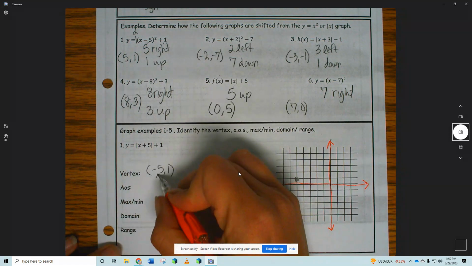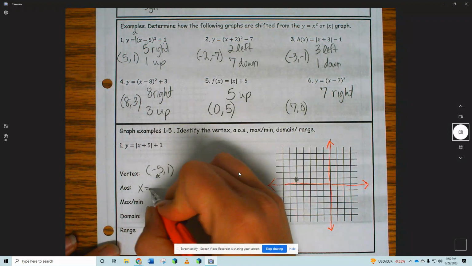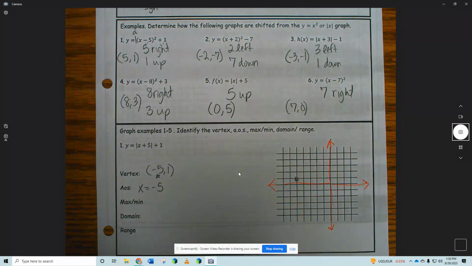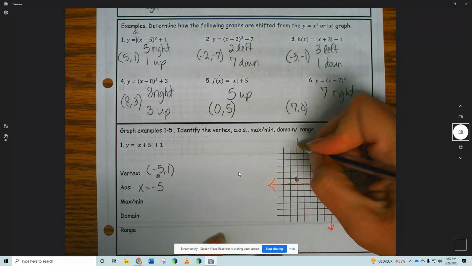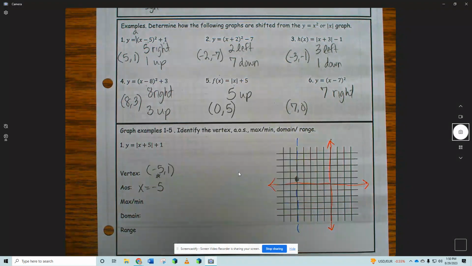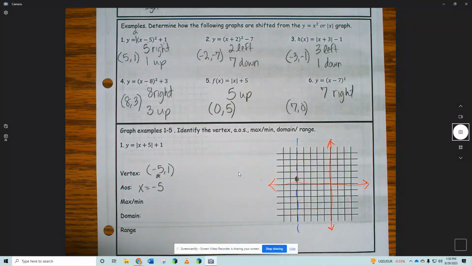My axis of symmetry is the x value of the vertex. And I say x equals -5. It would be a dotted line like this that cuts the absolute value in half.